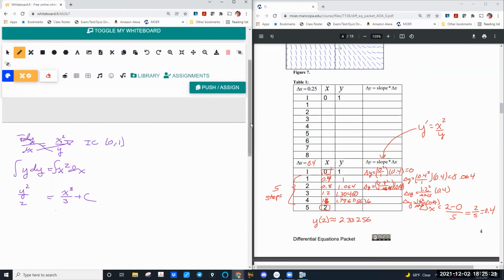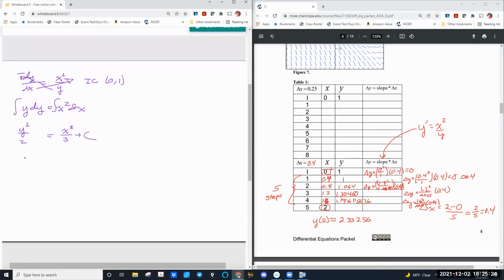I don't know why I wrote it there, but let's do this. All right. So next thing we're going to do is we're going to find c. Nothing crazy going on here, guys. Put 0 and 1 in.